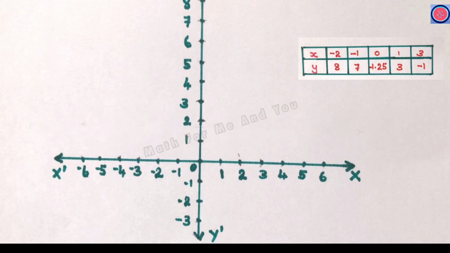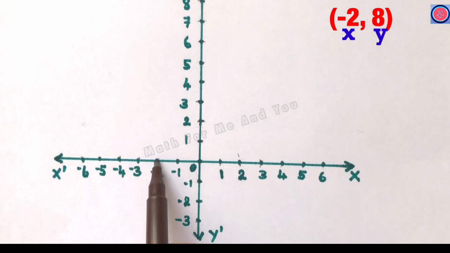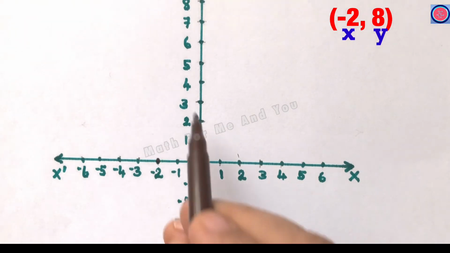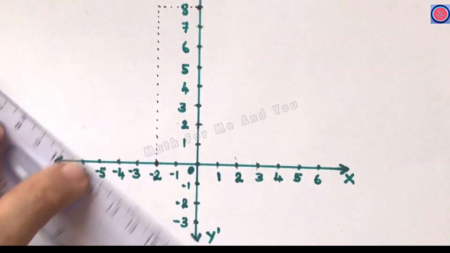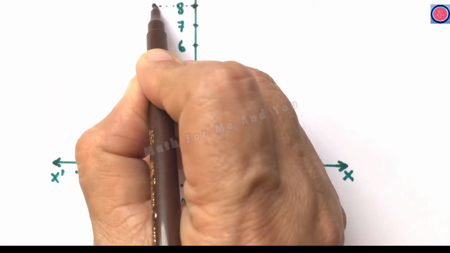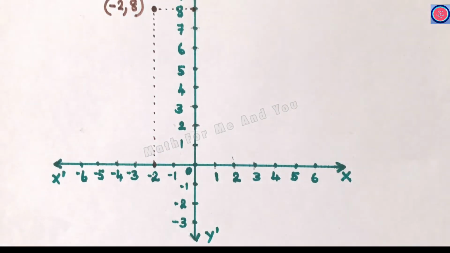The first point is (-2, 8). So we have to take x number as -2, y number as 8. On the x-axis mark -2 and on the y-axis mark 8. Then draw the perpendicular from -2 and from 8. Look at the point where these two perpendiculars meet. This is the point (-2, 8). So we can mark this point as (-2, 8).